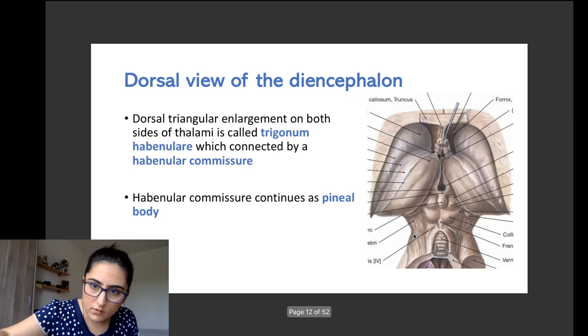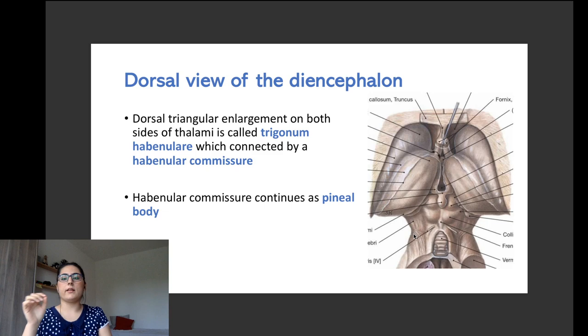All right, so enough with the detailed anatomy of the specific lines and layers. We can move on to something more seeable, if that's a word. You can see that over here, we have this structure, 1 and 2. It's an enlargement on both sides of the thalamus. It's called trigonum habenulare. Why is it called trigonum? Because it looks like a triangle. The trigonum habenulare, there are two of them.